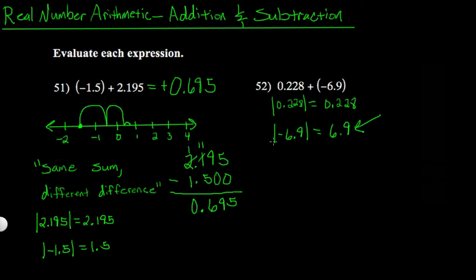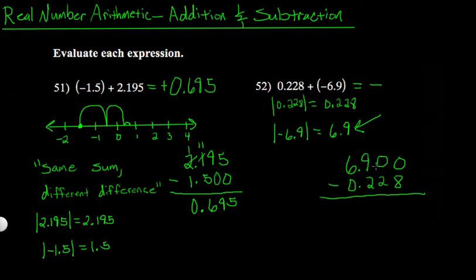So since the negative number is larger in absolute value, we know that our answer is going to be a negative something. All right, it's going to be negative. And to find that something, we're going to use the difference between the two numbers in absolute value. So I have the numbers in absolute value here. I'm going to take the difference between these two numbers. So I'm going to do 6.9 minus 0.228. All right, we can add zeros here to fill in the blanks, and then we go to work.